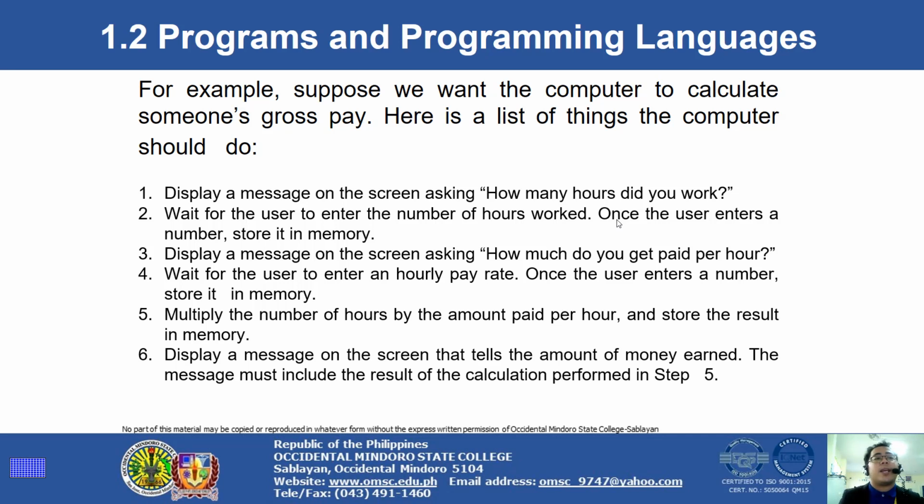Then after that, we're gonna display doon sa screen the amount of money you earned, to include natin yung result within the calculation. So meaning simple as this. So ano ang gagawin mo? Sa computer, I'm going to calculate for someone's gross pay. Ano unang gagawin? I-display ang message, tatanungin ilang oras ka nagtrabaho, mag-enter ang user. Pangatlo, magkano yung rate, mag-enter ang user. Pang-apat, i-multiply natin yung hours at saka yung rate. After natin ma-multiply, i-display natin sa screen ilan ba yung amount ng money na natanggap mo o na-earn mo. I mean, yung bayad sa'yo.